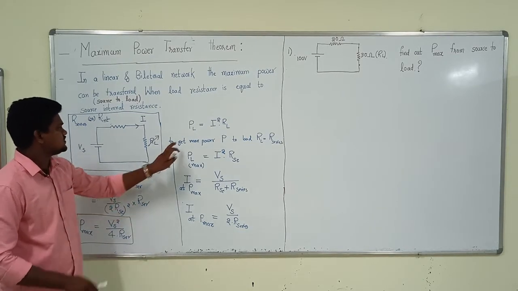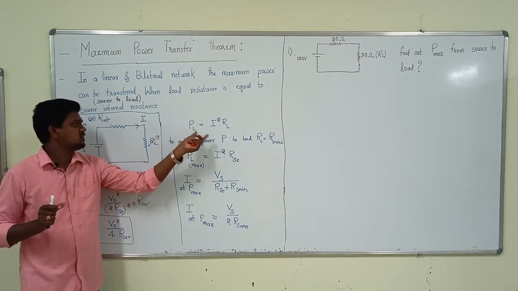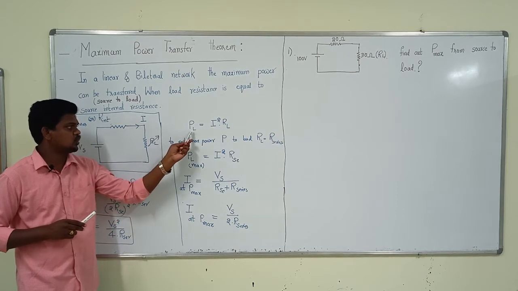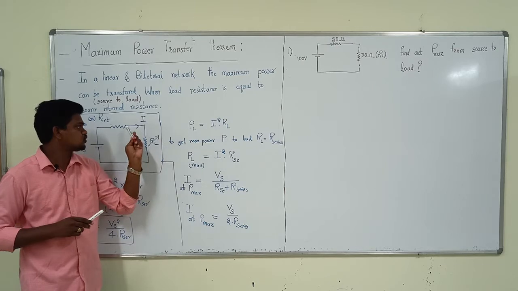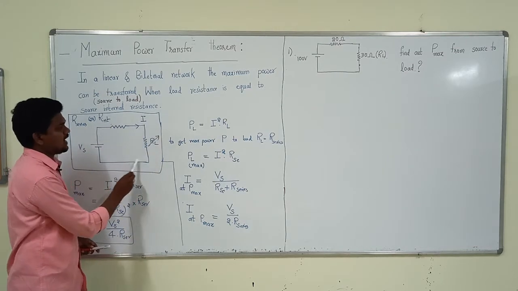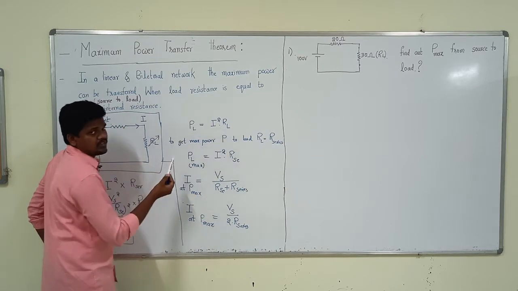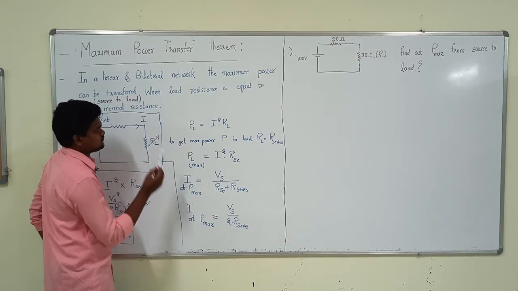In this resistive element, the power in any element is simply the load power, PL. The load power equals the current flowing through the load, the current I and the load resistance. So the power formula is I square RL. The other formula uses the voltage across the load and the current.